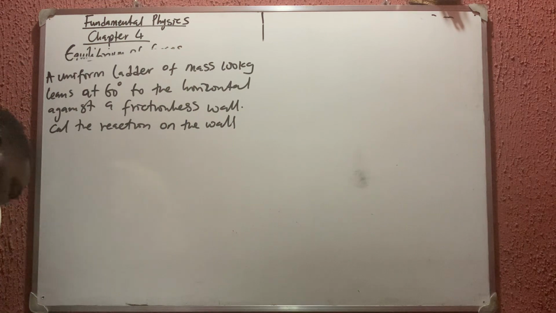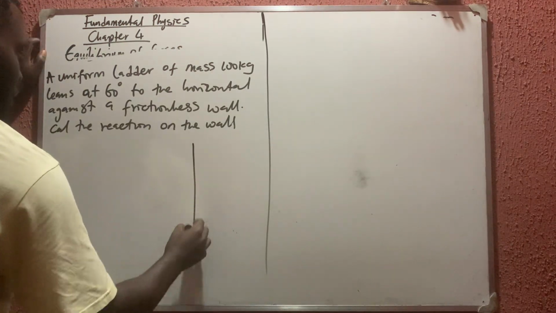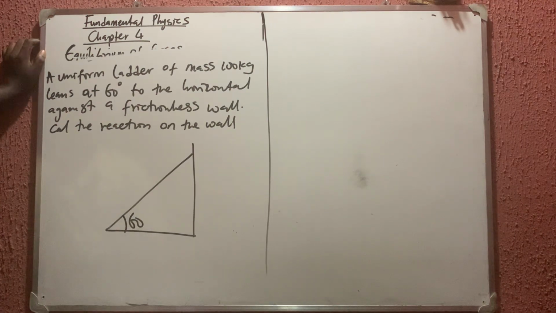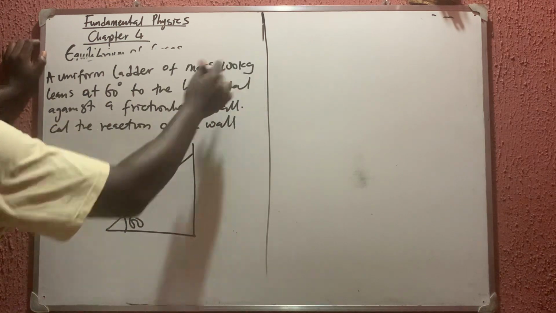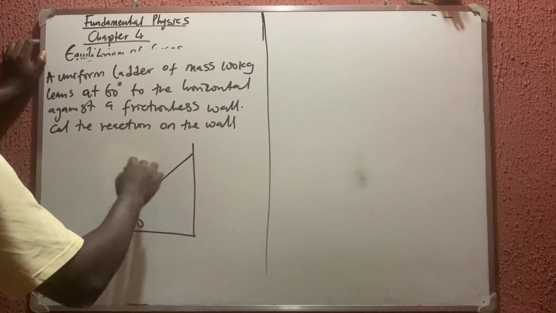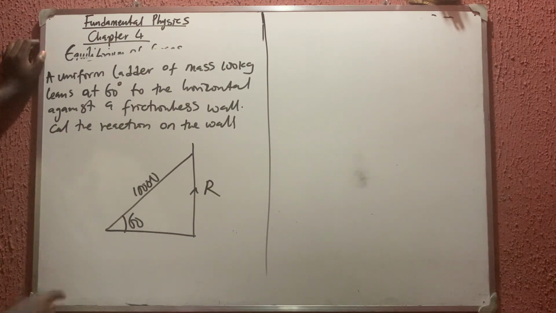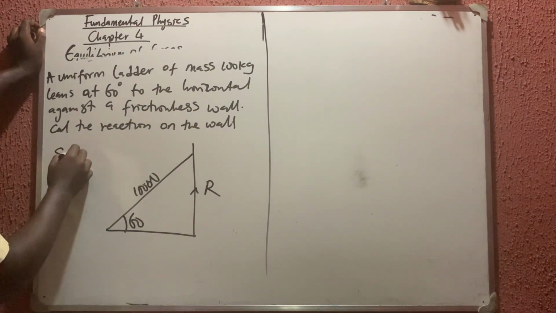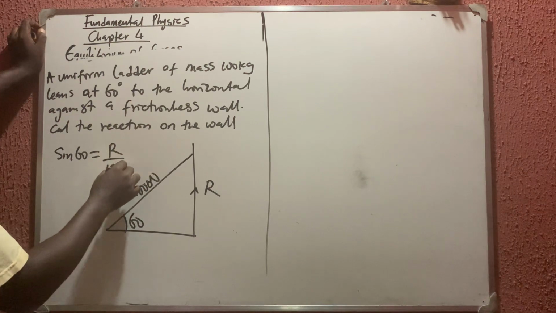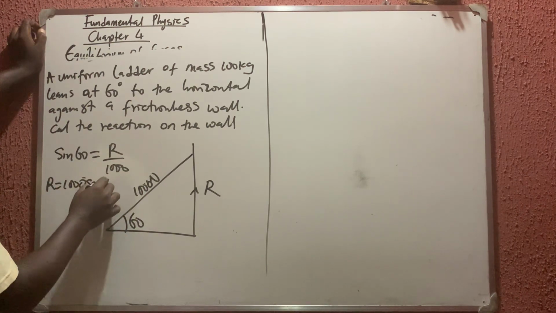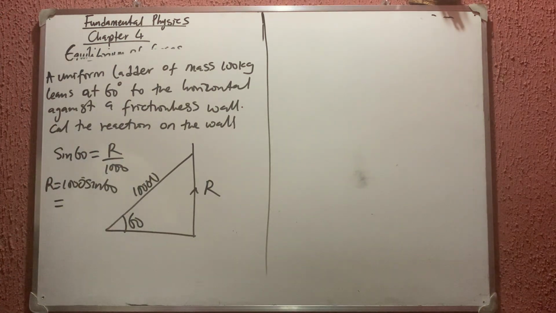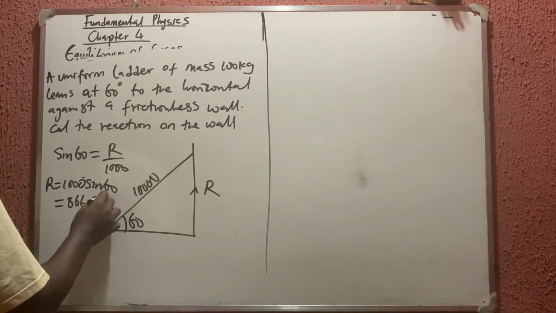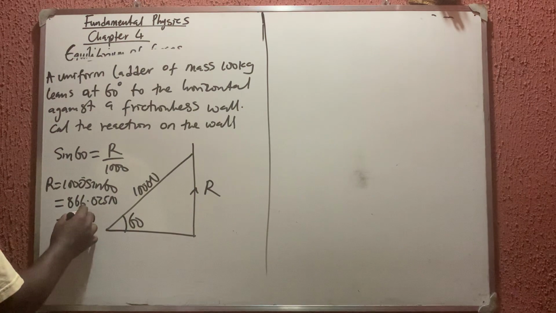Okay, so the reaction on the wall is very, very simple. So now I have this is the wall, and the ladder is leaned like this. I have my horizontal ground, and it makes an angle 60 degrees with the horizontal. The mass of this ladder is 100 kg, which is 1000 Newton. So the weight of this ladder is 1000 Newton. The reaction here is what we're looking for. This is opposite over hypotenuse, so I'm using sine theta. Sine 60 is equal to opposite R over hypotenuse 1000. So my R will be 1000 sine 60, which is 866.025 Newton, approximately 866 Newton. So that is that.